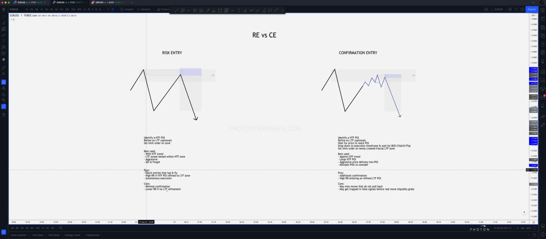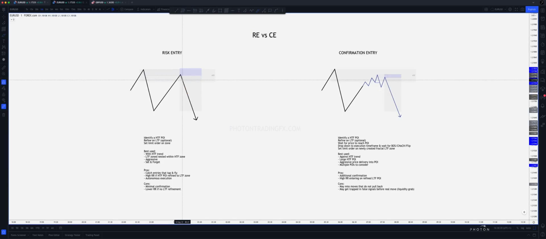So I guess the main obvious benefits to using risk entries is that you can get into trades that sometimes literally price can come into a zone and it can just tap and go very, very aggressively. If there's a massive imbalance within that zone, an overwhelming amount of supply compared to demand, then this is where it can be beneficial. Sometimes you just miss that confirmation entry, and sometimes you will miss the move.